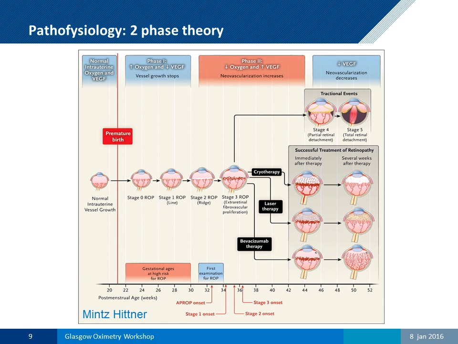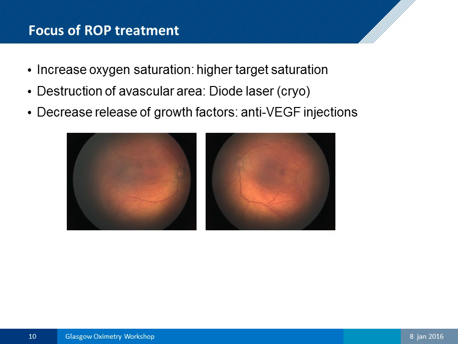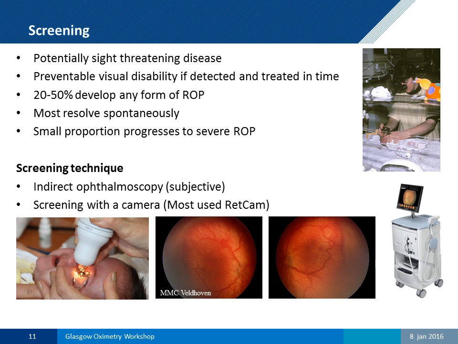It's a vision-threatening disease, so the treatments are keen on reducing the VEGF load, either by targeting higher saturations, or by laser diode to destroy the retina and reduce the oxygen need, or by using anti-VEGF injections to stop the process of the ROP. This means that there needs to be a lot of screening, and it's preventable.